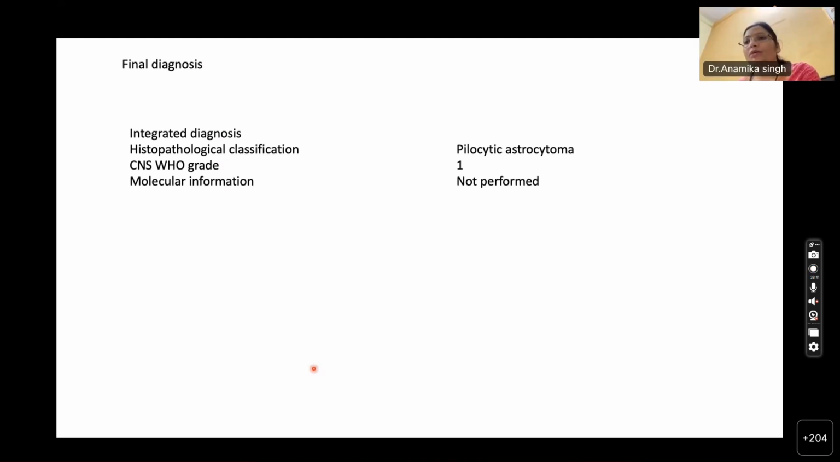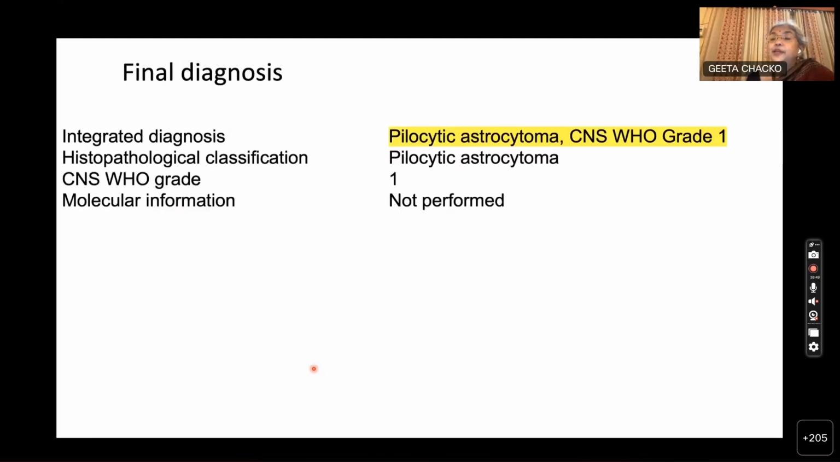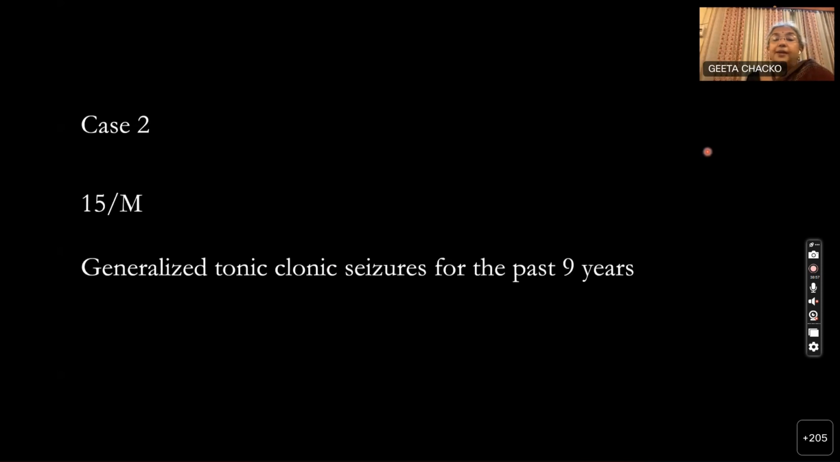Pilocytic astrocytoma will be the WHO grade 1. Yeah, CNS WHO grade 1. So the whole diagnosis would be pilocytic astrocytoma CNS WHO grade 1. Good, very good. So with that we finished the first case.